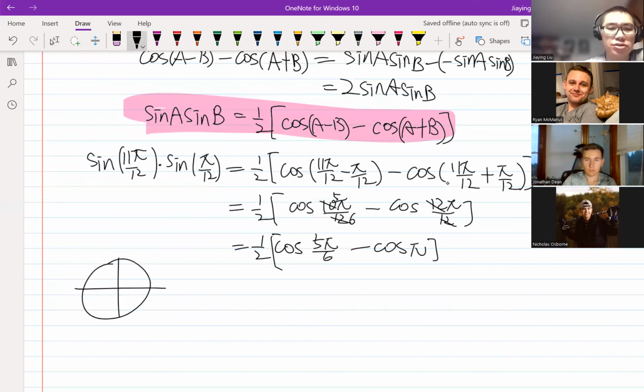pi over 6, 2 pi over 6, 3 pi over 6 is pi over 2, 4 pi over 6, 5 pi over 6. So I get the angle here. And the reference angle is going to be 30 degrees. And the cosine is going to be the x coordinate of this point. And because it's a 30 degree reference angle, I know that this is a half, this is √3 over 2, but it's in the negative x direction. So it's negative √3 over 2, that's cosine.